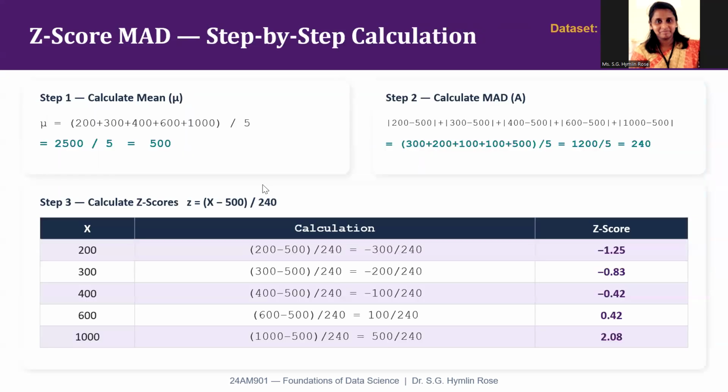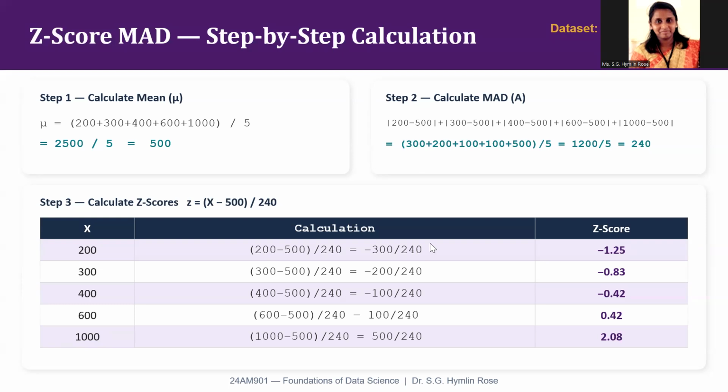So it is useful when data contains significant outliers. In this step, you are given some data x, and you are going to calculate mu for this data. So 200 plus 300 plus 400 plus 600 plus 1000 divided by 5 will give a mean value of 500. And how to calculate the MAD, that is the average of |x minus mu|: |200 minus 500| plus |300 minus 500|, all of these taken and divided by 5, you will be getting around 240. So what is the Z-score formula? x minus mu by A. So x is 200 minus 500 divided by 240. Similarly, calculate for all the values. You will be getting this.